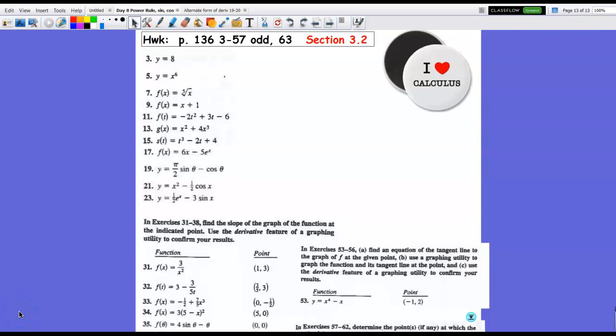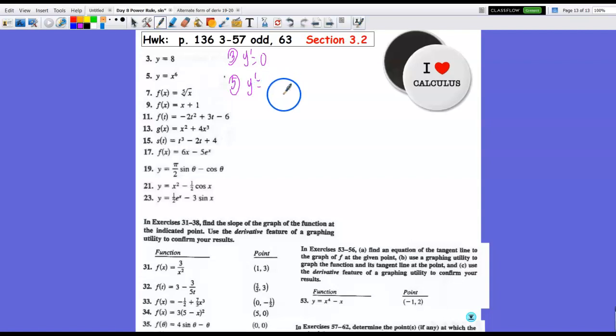I want to work the problems on page 136, 3 through 57 odd, and number 63, so that you can check your work. So here we go, beginning with problem number 3. In problem number 3, I'm finding the derivative of a constant, and the derivative of a constant we know is 0.